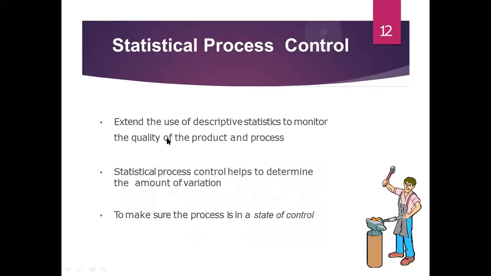Right. Now we are moving to the second area, statistical process control. It extends the use of descriptive statistics. With descriptive statistics you can only describe. This is one step further. You can apply descriptive statistics to monitor the quality of the product or the process.